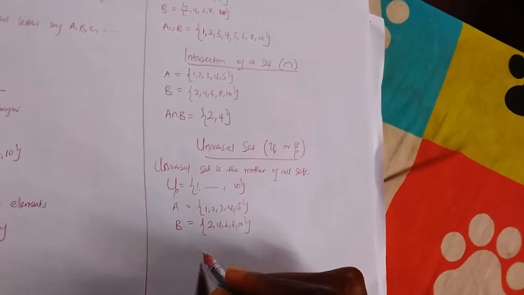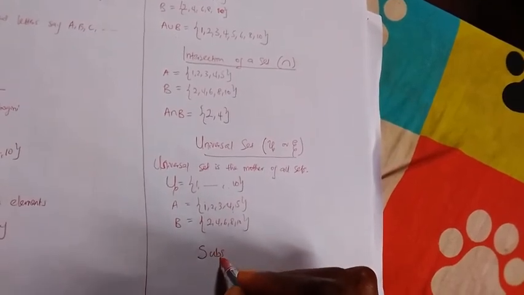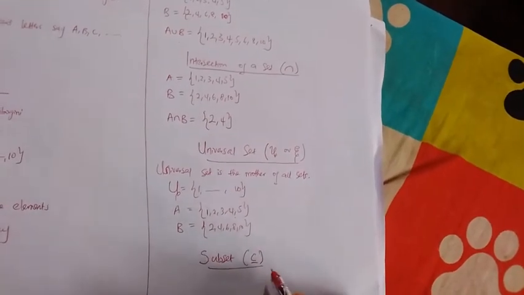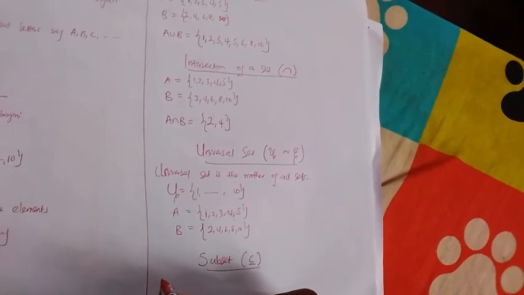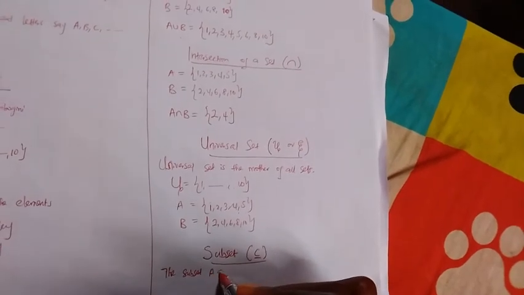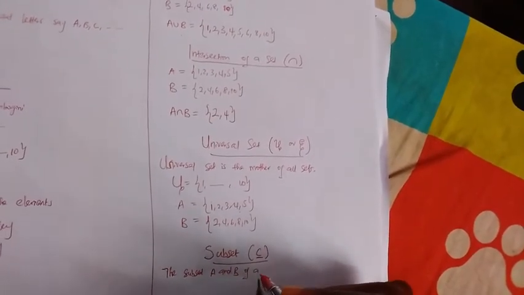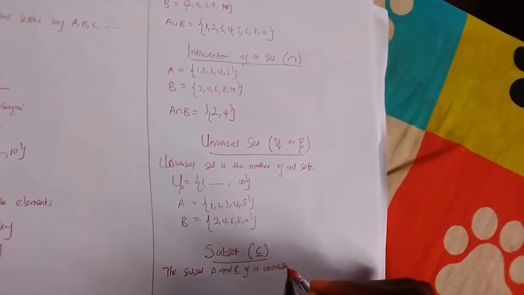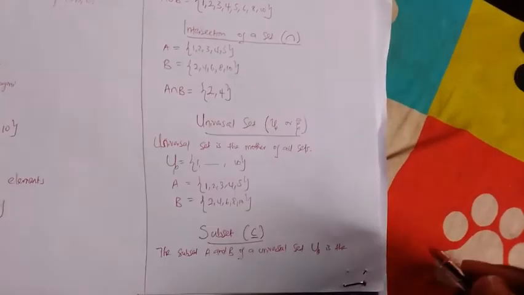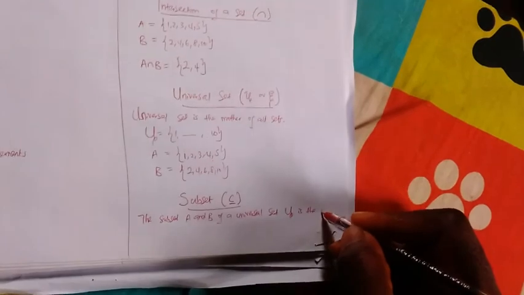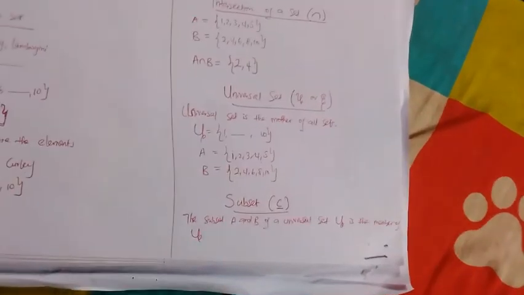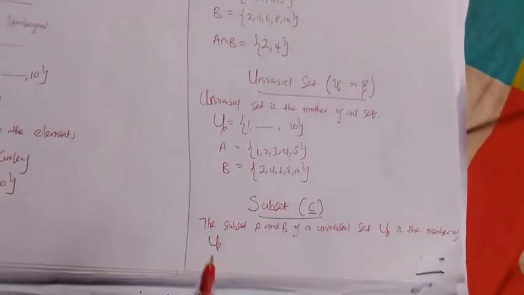Now for subsets, which will be the last one I'm going to be looking at in this class. A subset is noted as this. Okay. Now the subsets A and B of a universal set U are members of U, like that. Actually, English is difficult. So this is what I mean.